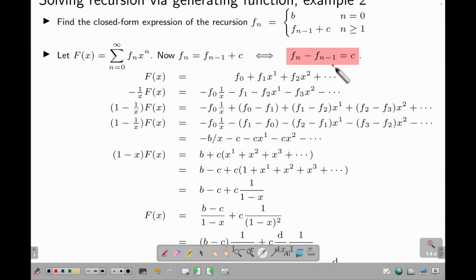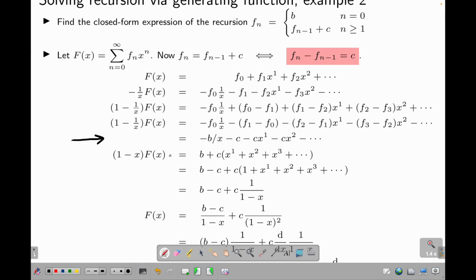And then I make use of the red box. n minus the previous guy gives me c. So 1 minus the previous guy gives me c. 2 minus the previous guy, that is 1, gives me c with the x power 1, and so on. I have all these things, and also f0 is b. So f0 is b, and I have this thing. That means now we have this line.